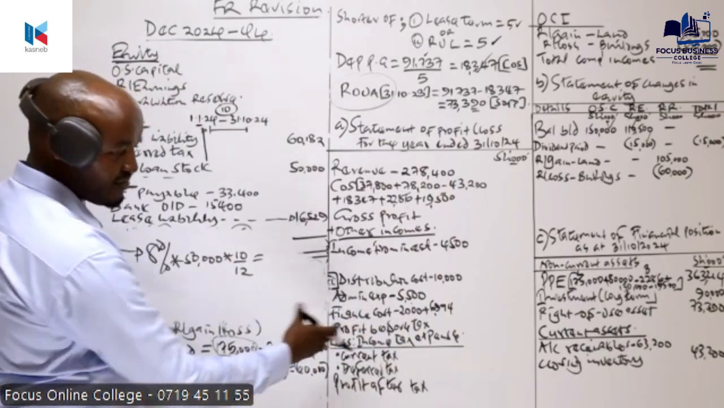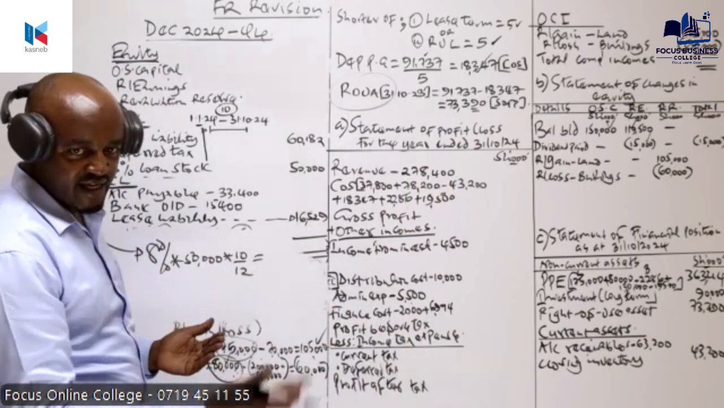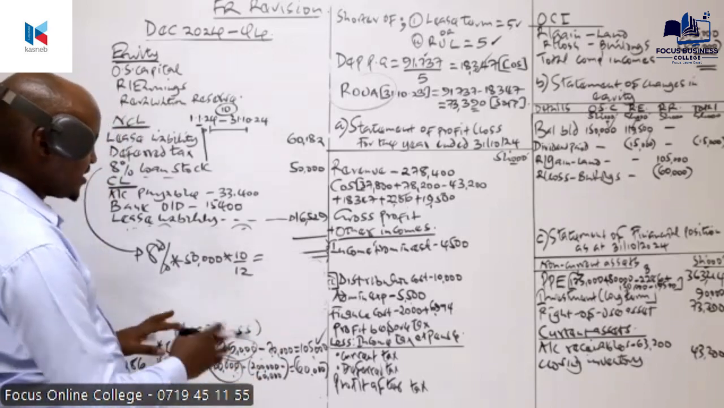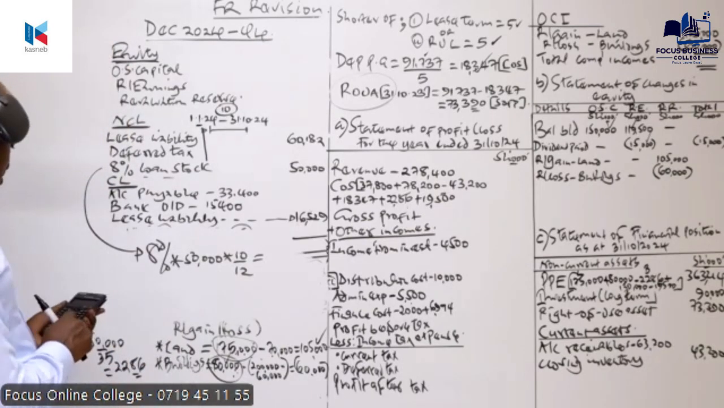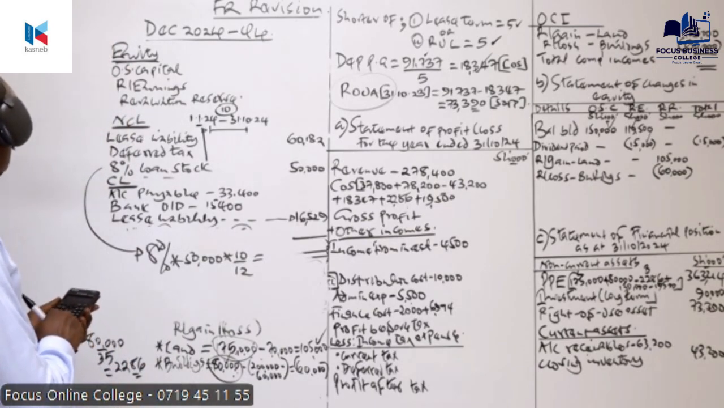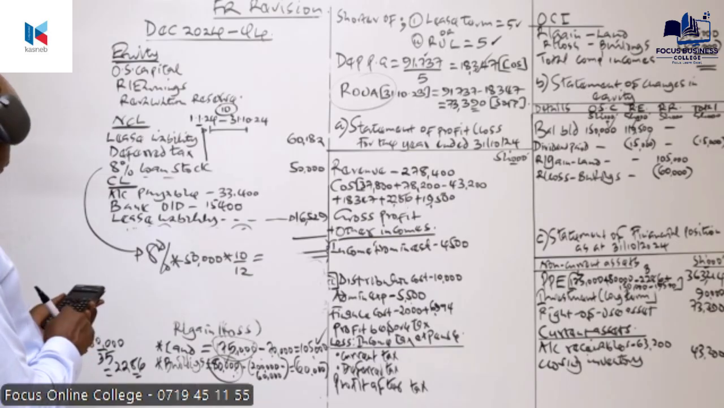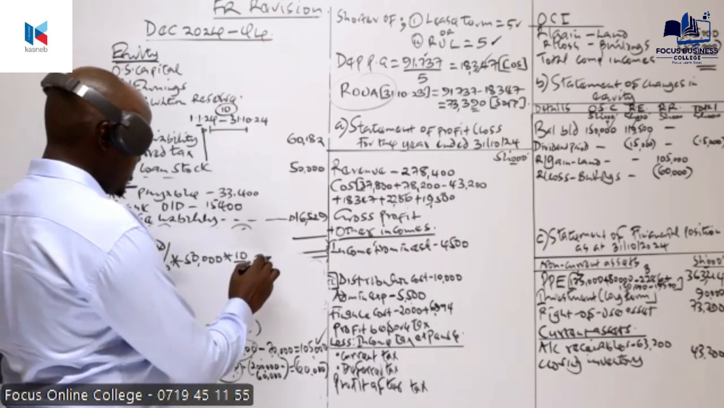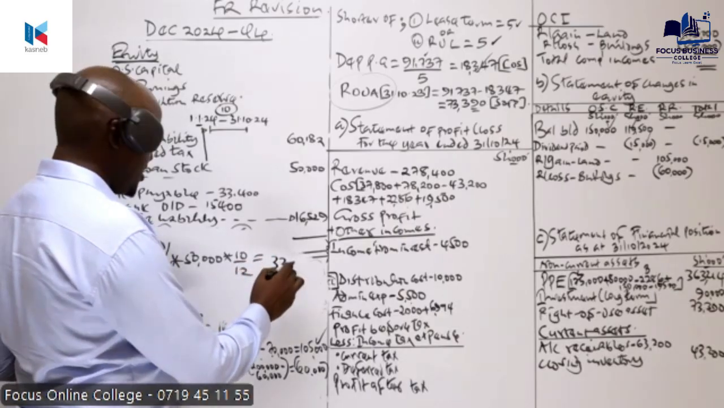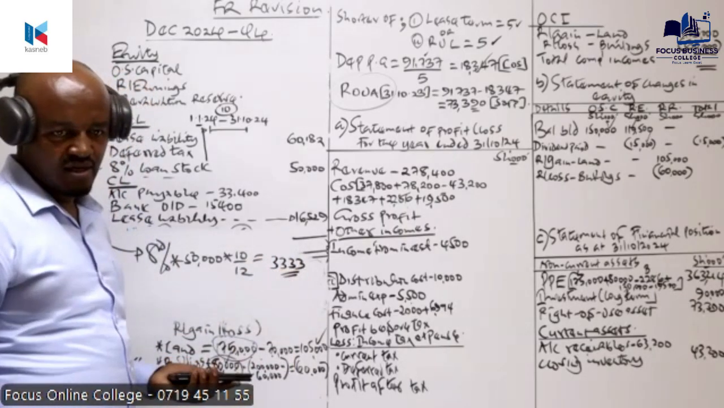Is that what we recognize here? What we recognize here is the interest expense for the current year, which should be for 10 months. So this will give us what? We have 8% over 50,000, which will give us 4,000 divided by 12 times 10. So that is 3,333.